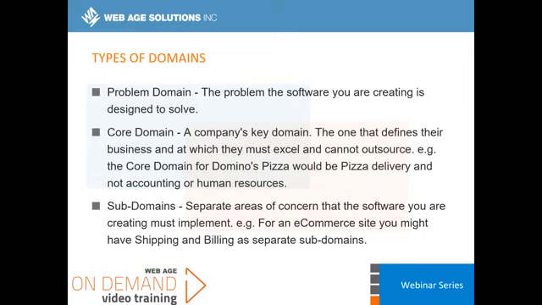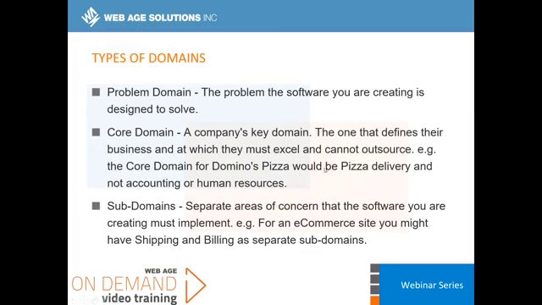So in DDD, we talk about things like the problem domain. That's the problem that we're trying to create a solution for. And then when we talk about the domains in our strategic model, we talk about things as being either a core domain or a subdomain. So a core domain is essentially a company's key domain. That's the things that they must do well. That's the things that are part of their business, and therefore probably should not be outsourced.